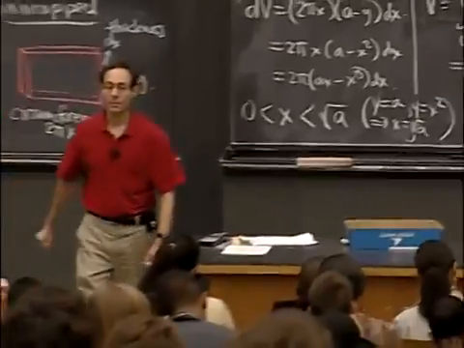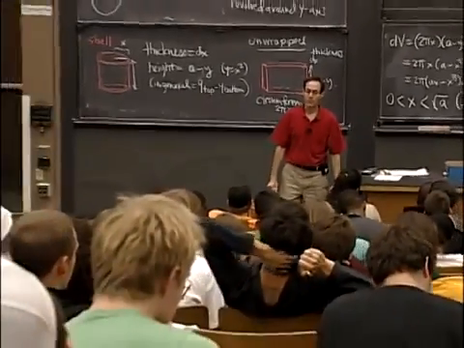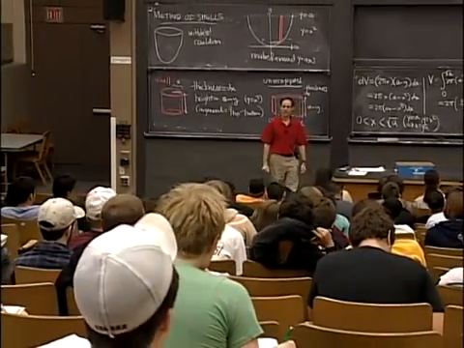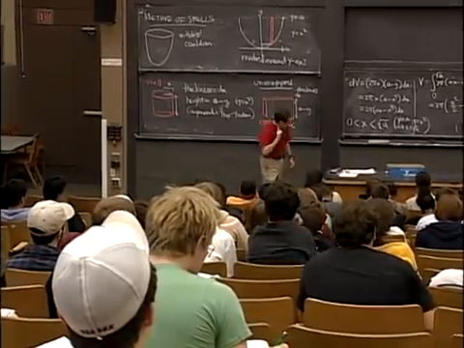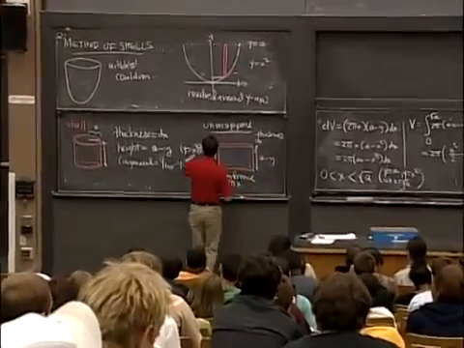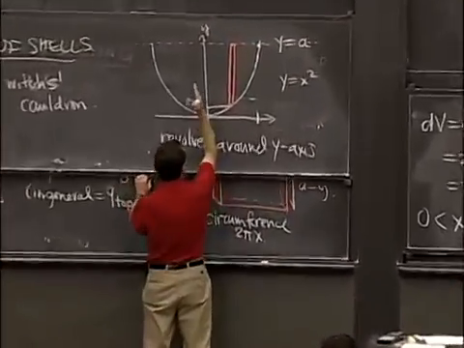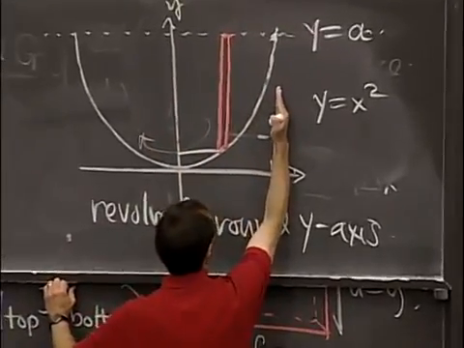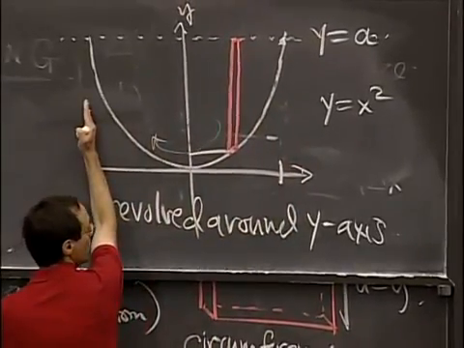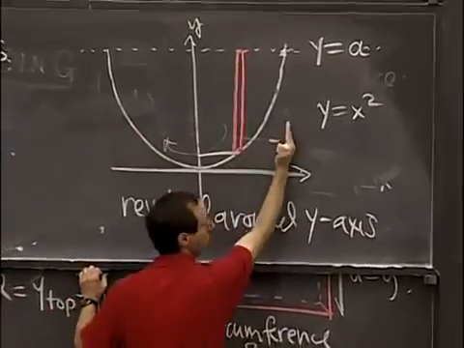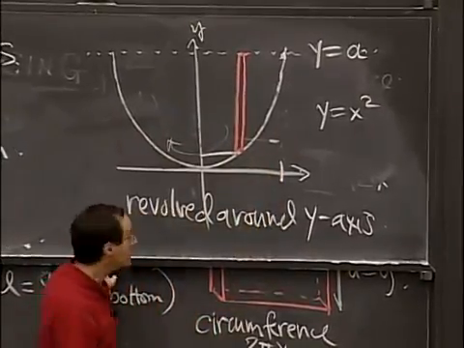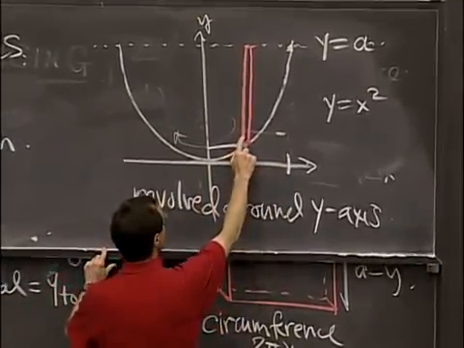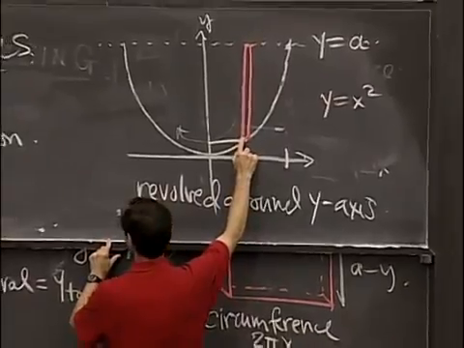Yes, question? Why do you integrate only from 0 to square root of a and not negative square root of a? Right. So the question is, why did I integrate only from the middle to this end instead of all the way from over here, minus square root of a, all the way to the plus end? And the reason is that you have to look at what's happening with the rotation.